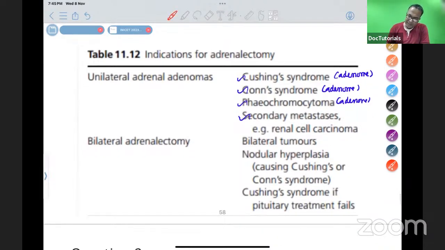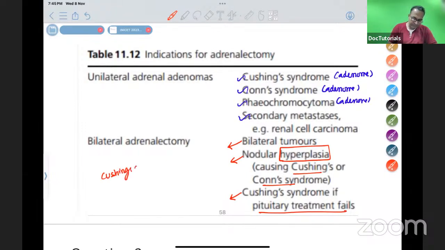So for bilateral tumors, for hyperplasia causing Cushing's or Conn syndrome, and Cushing's syndrome if pituitary treatment fails. The pituitary cause of Cushing's is called Cushing's disease. Some pituitary tumor producing ACTH can cause continuous secretion of cortisol. In such cases also we go for bilateral adrenalectomy.